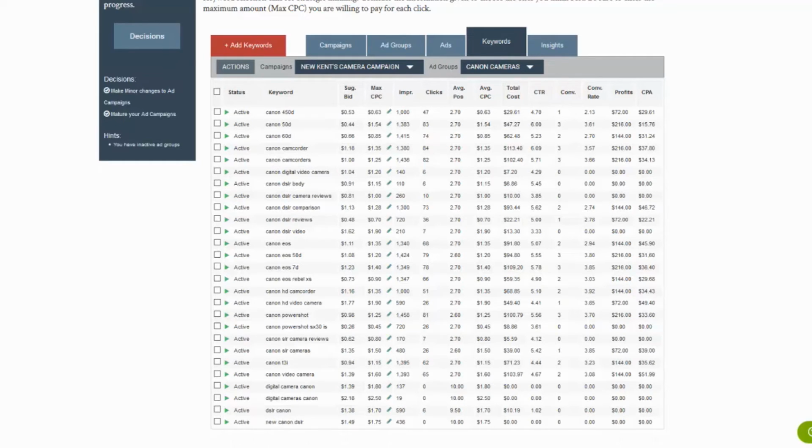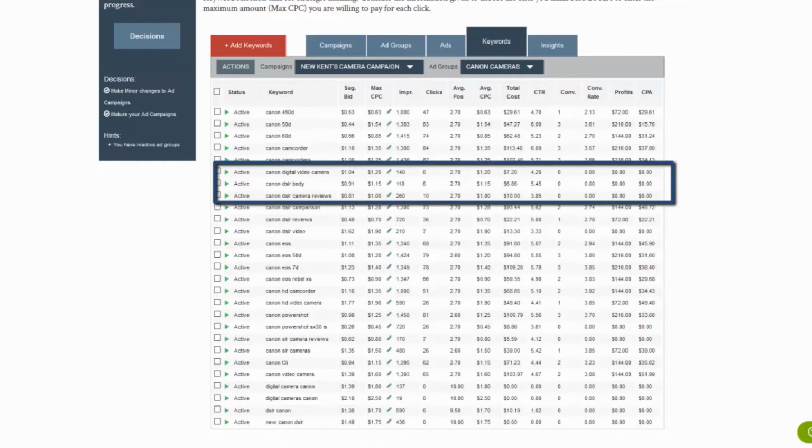If we look at the Canon digital video camera, Canon DSLR body, and Canon DSLR camera reviews, all 3 of those had a CPA of $0 because we had 0 conversions from those keywords. So should we delete those keywords? Maybe. Let's take a look.